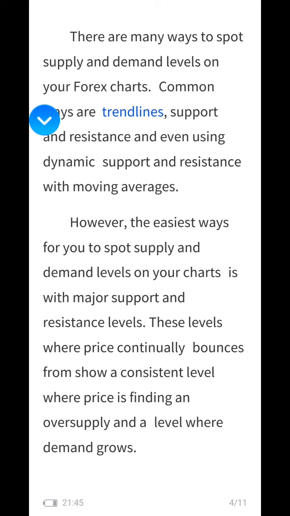Okay, common ways are trend lines, support and resistance, and even the indicators, which can help us to identify this support and resistance. You can even use a moving average. Okay, so the easiest way, however, which we need to use for easy identification of supply and demand on your chart is with the major support and resistance levels. These are levels where price continuously bends, a level where the price is finding oversupply and a level where the demand grows.